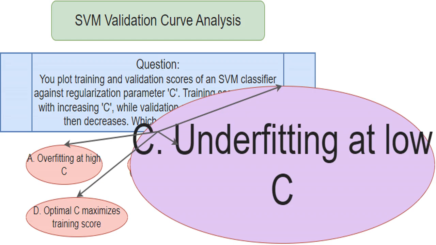At very low values of C, the model is too simple and constrained. It's not capturing the complexity of the data, resulting in poor performance on both the training and validation sets. This is known as underfitting.